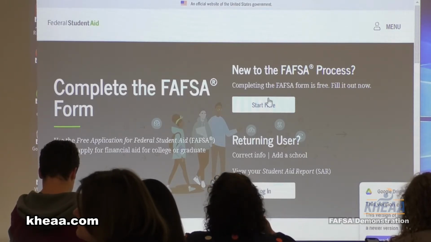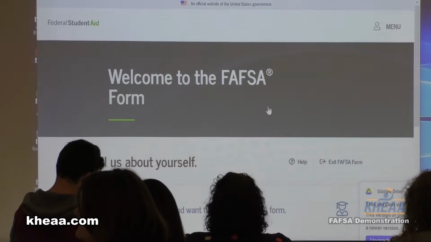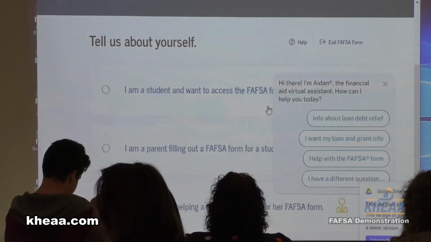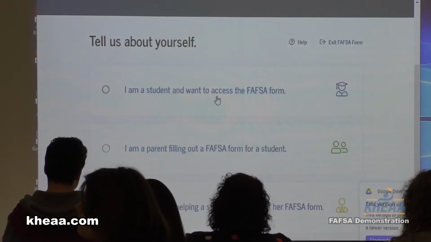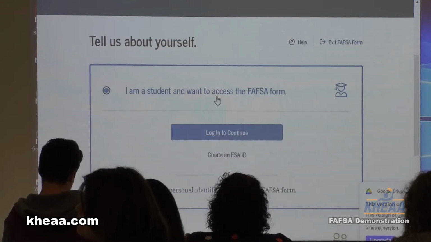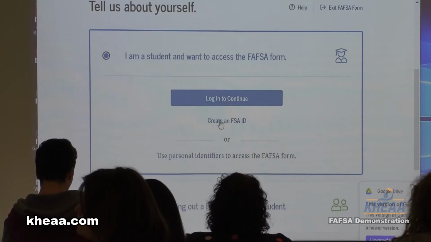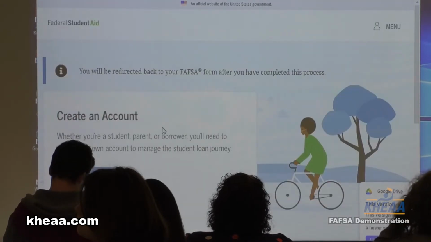Once you get to that website, you need to go to Start Here. This is the same information for your parent and you if you're creating a FAFSA account. It can get confusing, but you will both go to I'm a student wanting to access the FAFSA form. You scroll below and you see this little Create FAFSA ID. You go to Exit FAFSA form, and then you'll get started.